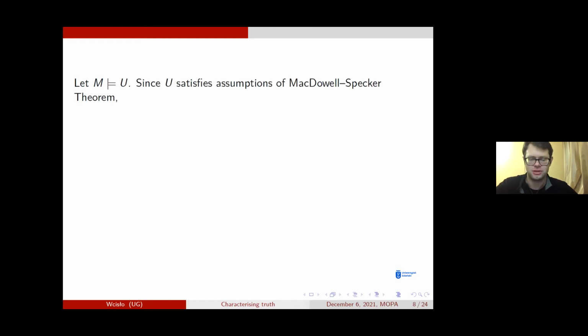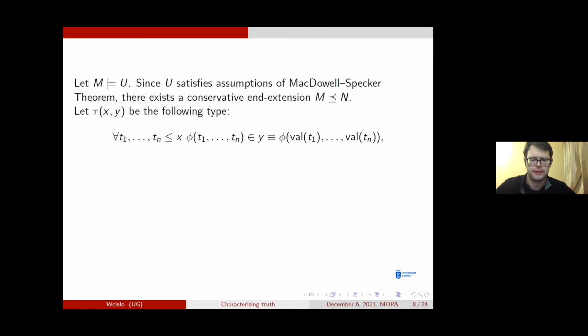Let's finish the argument of the Enayat–Kossak theorem. So take this theory U satisfying the assumption of the theorem. It's a countable language, induction, plus it imposes recursive saturation. It satisfies the assumption of Mcdowell-Specker, so you can end extend it conservatively and elementarily in the sense of the theory U, right? With the whole bunch of those extra predicates.